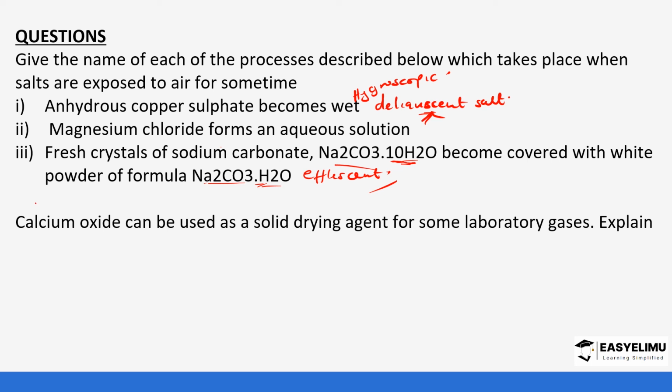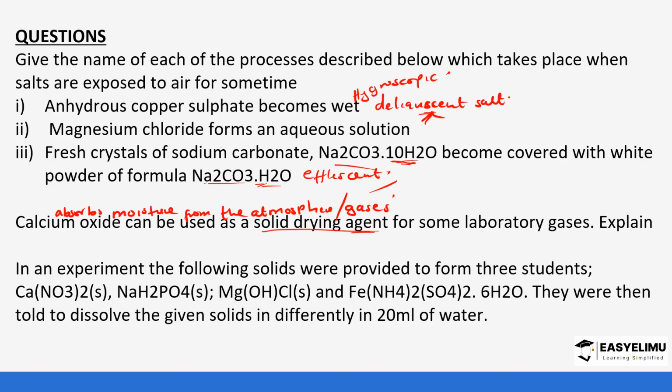And then calcium oxide can be used as a solid drying agent for some laboratory gases. Explain. So what happened? Calcium oxide absorbs moisture from the atmosphere, and in this case it can absorb moisture from gases that are being dried. That is the reason why it's usually used as a drying agent. It is that ability of it to absorb moisture.